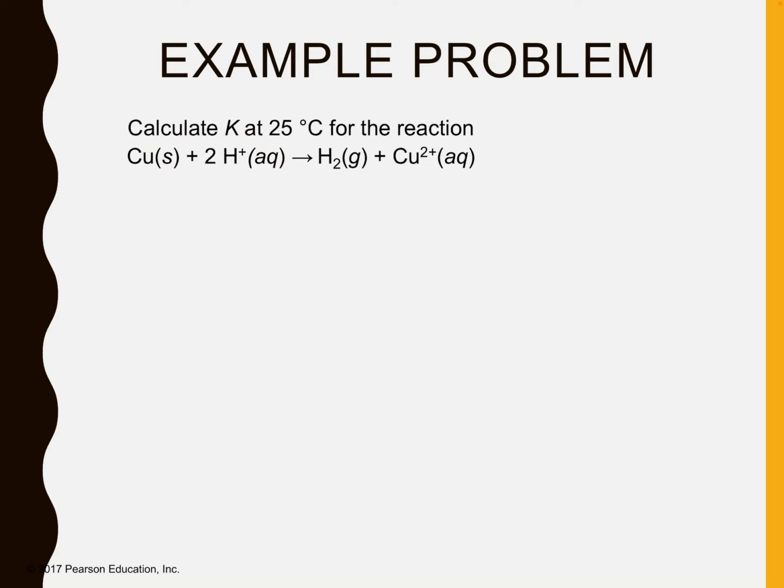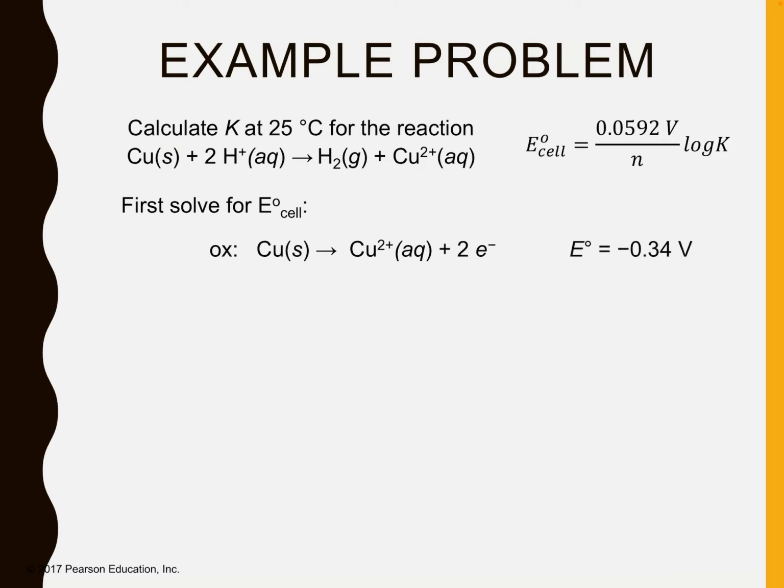All right, so calculate K at 25 degrees Celsius for the reaction there. So again, we need E naught of the cell just like we needed before, and we need to see how many electrons are being transferred in this reaction in order to calculate K. So first thing we're going to do is solve for E naught of the cell.